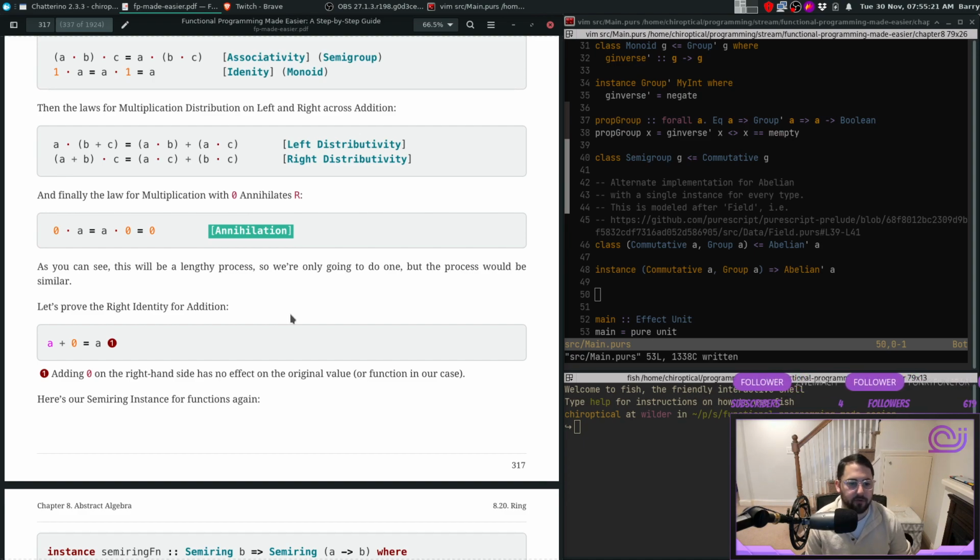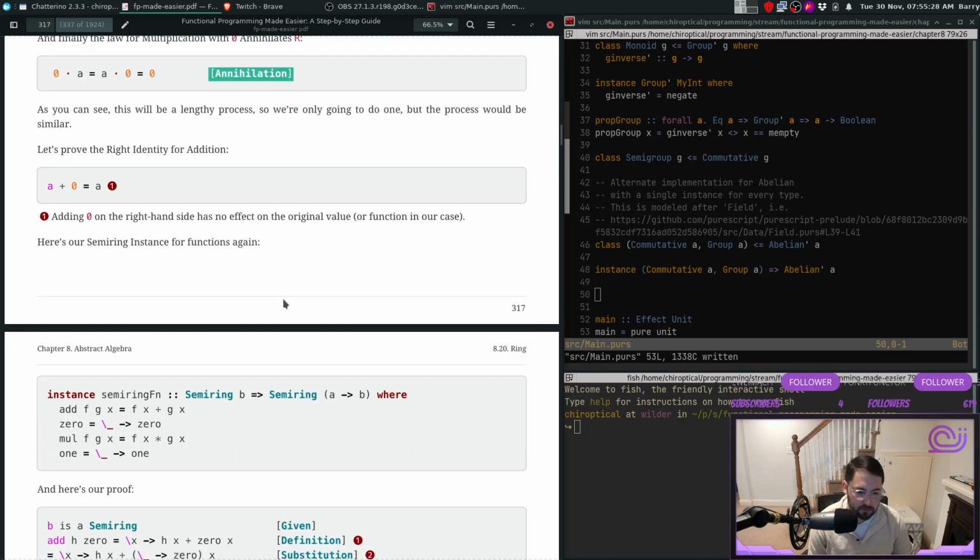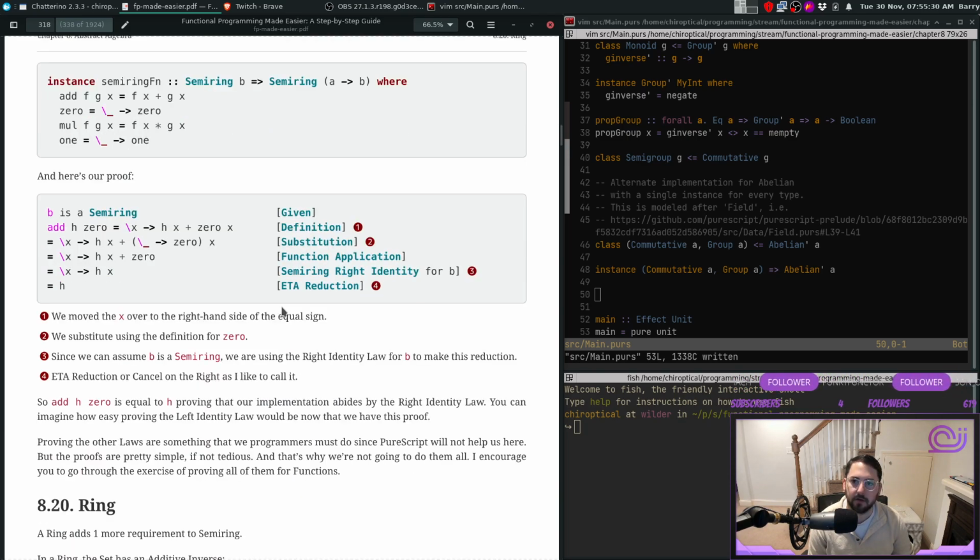This chapter is on abstract algebra, so they're just going over rings and groups at the moment. So I guess it's really more just like group theory.